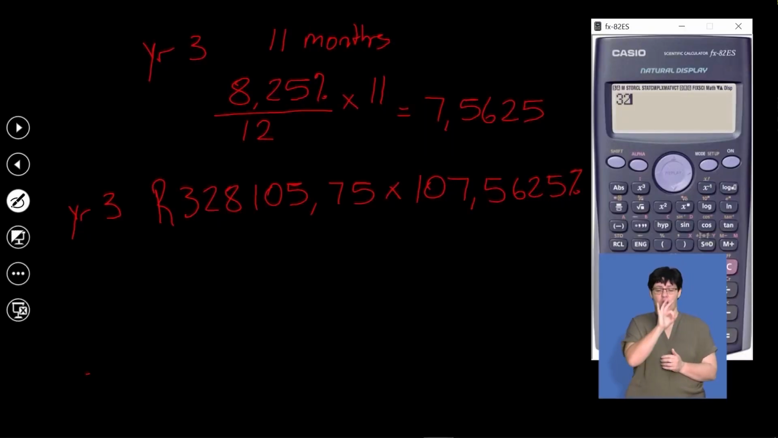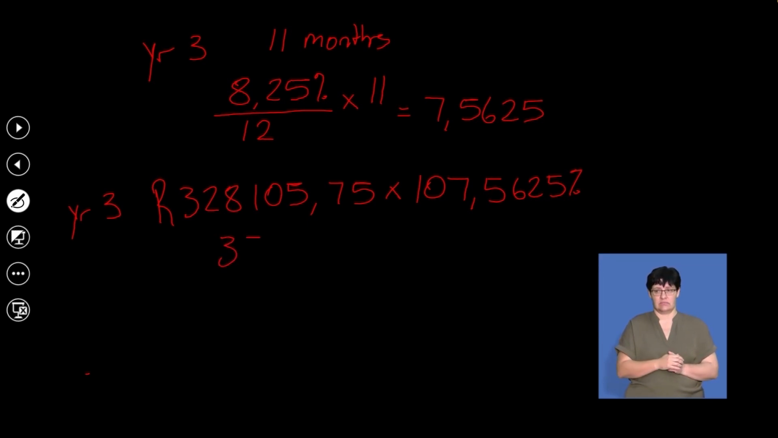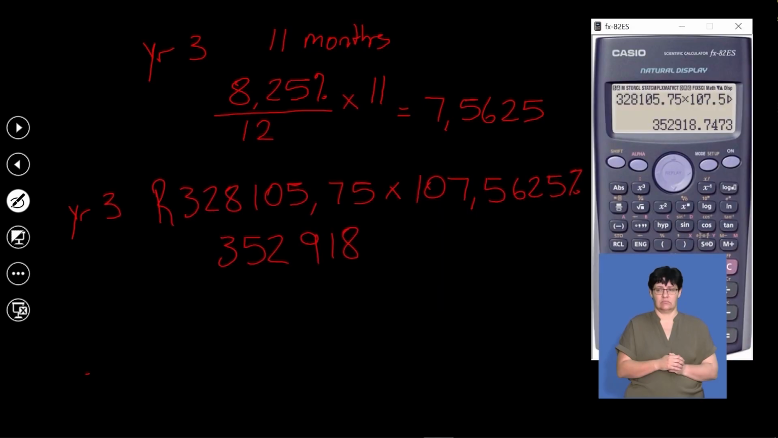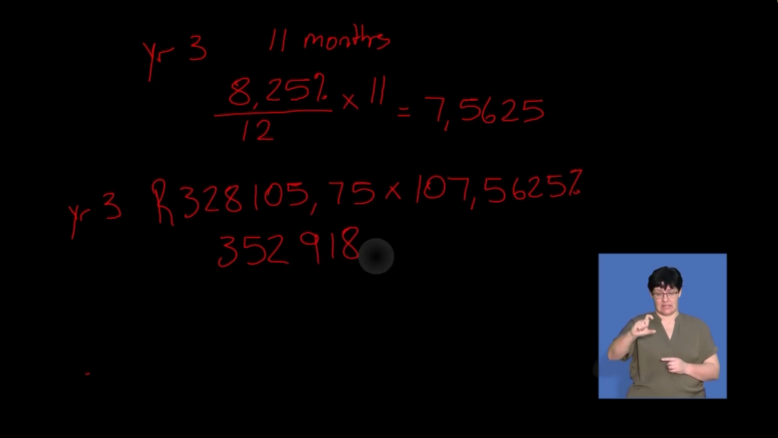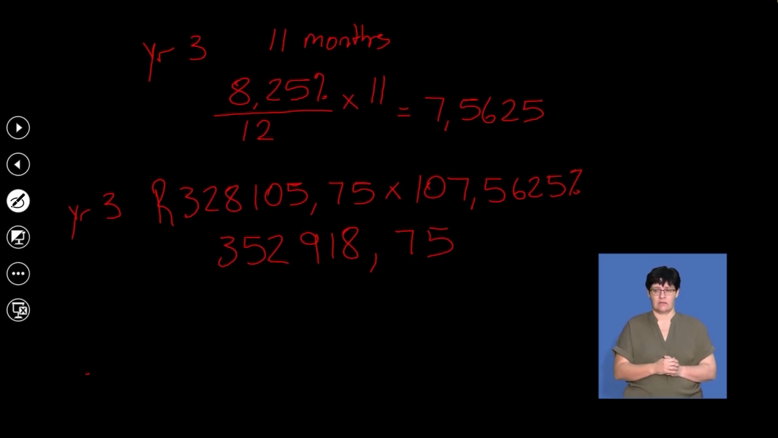So I've got 328,105.75 times that by 107.5625%, and get an answer of 352,918. Okay, and the cents was 75 cents. That's the total that she pays, including the interest.